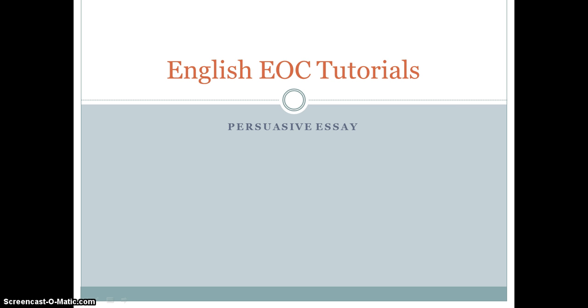During this tutorial, we will examine the persuasive essay, which will appear on the English 2 EOC test. The persuasive essay is worth 26% of your overall score on the English 2 EOC. You can score anywhere from a 0 to a 4 on the essay. The higher you score on the essay, the more likely you are to pass the overall EOC.